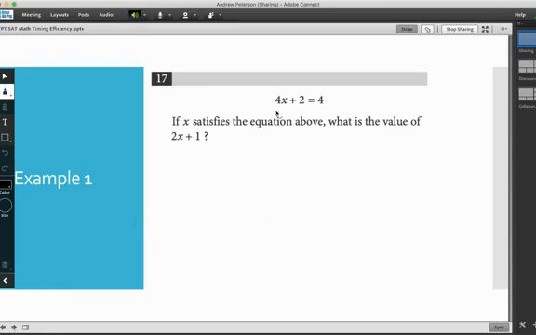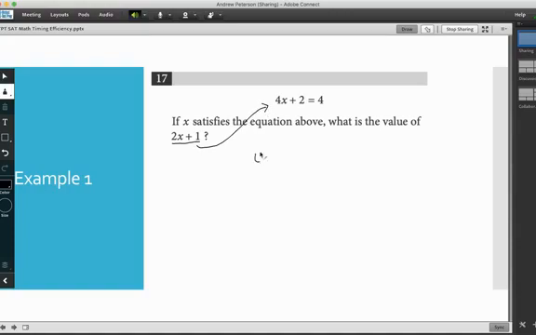Okay, so here we go. 4x plus 2 equals 4. What are we looking for again? Oh yeah, we're looking for some type of quote-unquote complex solution. Oh, 2x plus 1, it's not just a regular x. Okay, well maybe there's a relationship between this and the one given above. And of course there is.